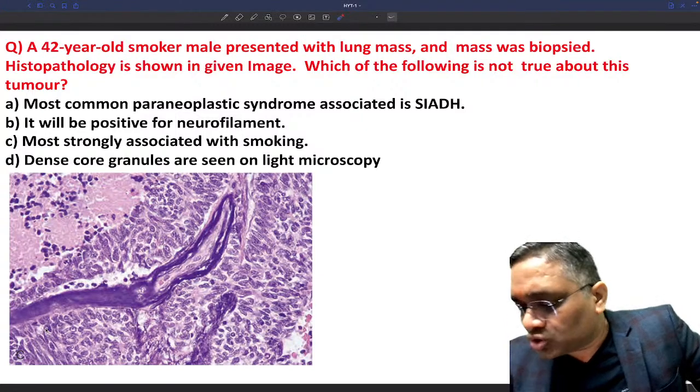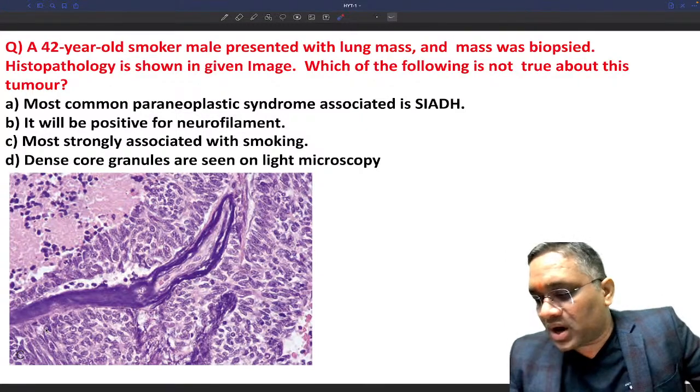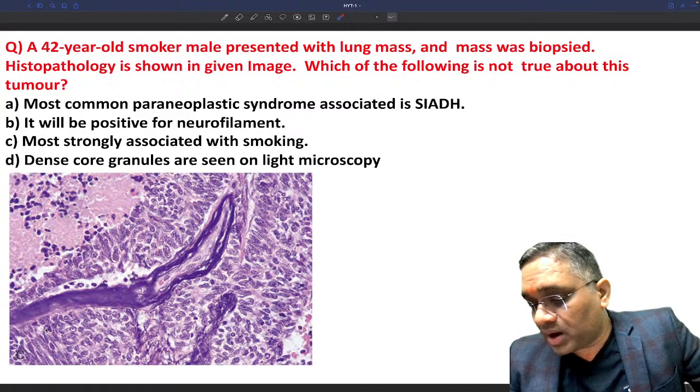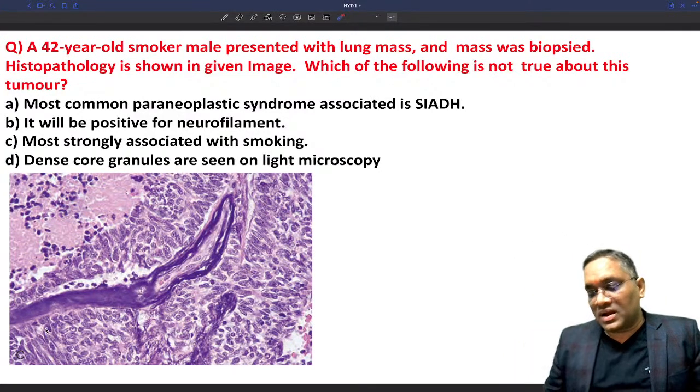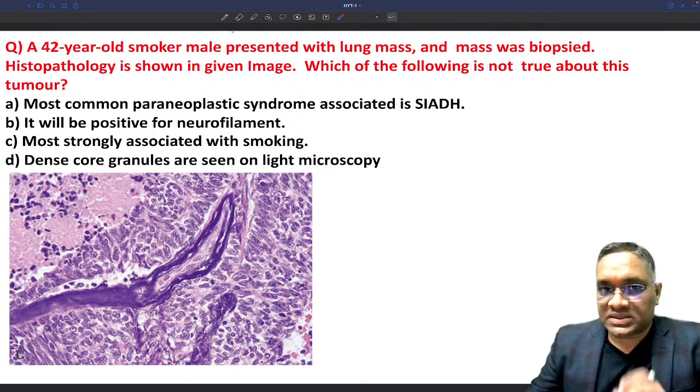Very good. So it is an Azopardi effect. Very nice. Azopardi effect. Where will you see the Azopardi effect? Very good, Antama. Azopardi effect is seen in small cell cancer of the lung, right? Very nice. So please try to understand one thing.